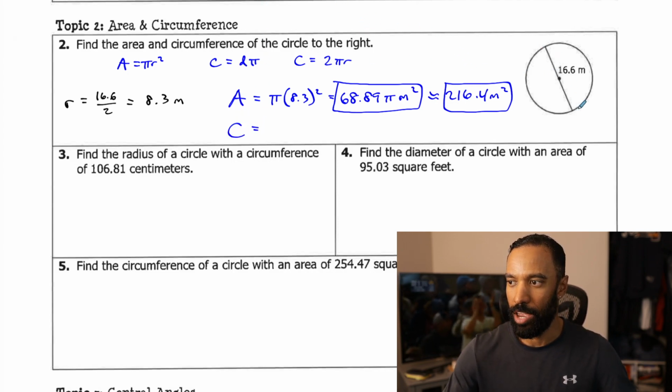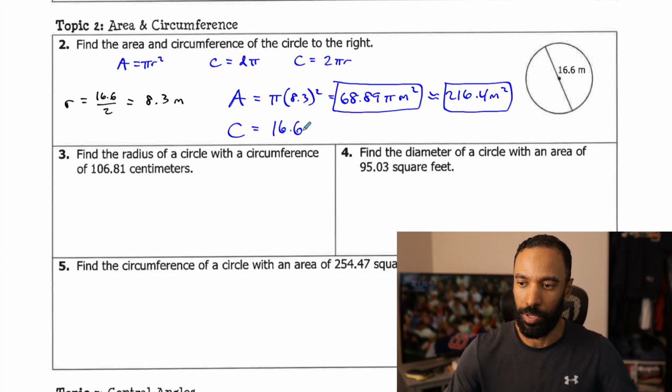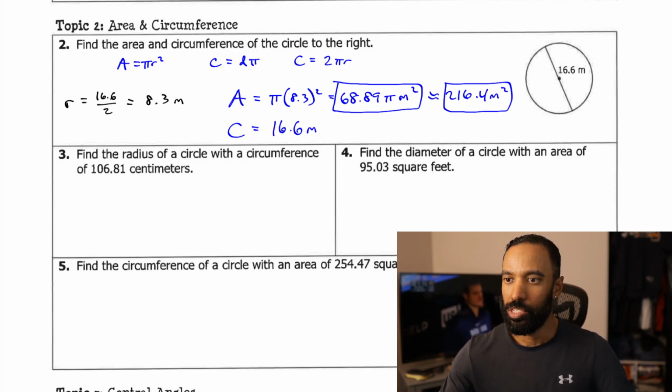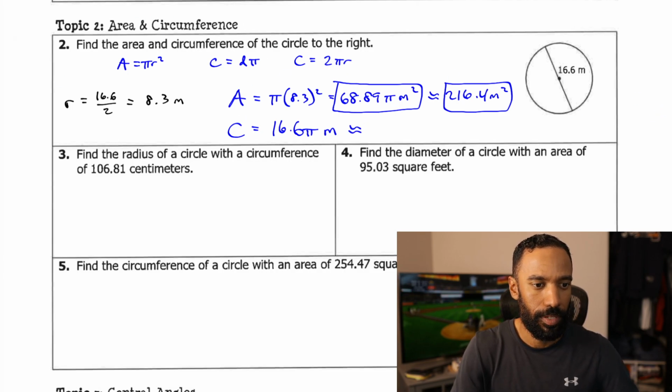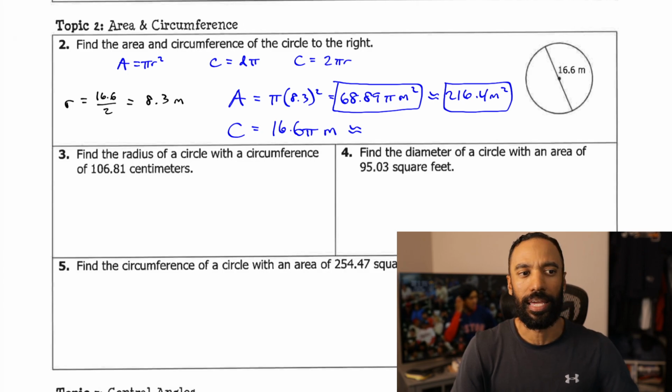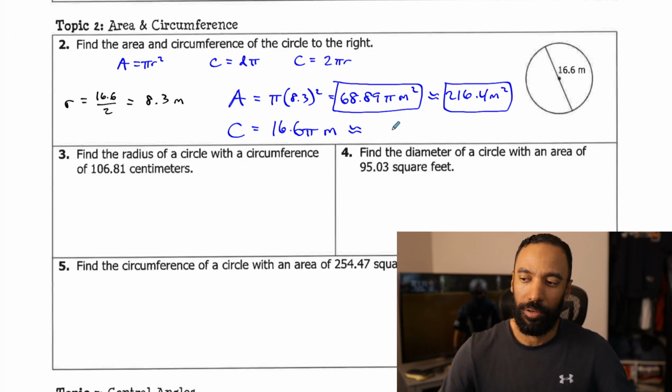Circumference, diameter times pi. Remember, we already have the 16.6. We might as well use it. So 16.6 pi meters. And this is a length, so it's single dimensional units. Now, if I do round to the nearest tenth with the calculator, I'm going to do 16.6 times pi, and I get about 52.2 meters.